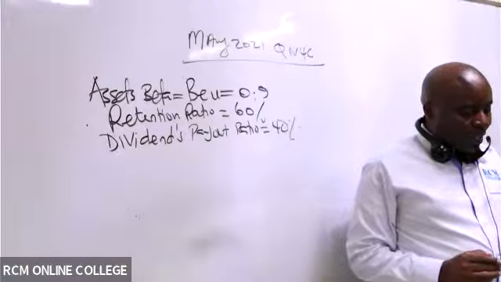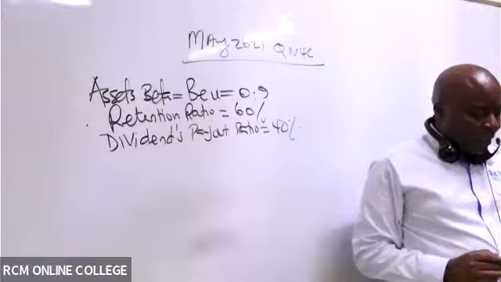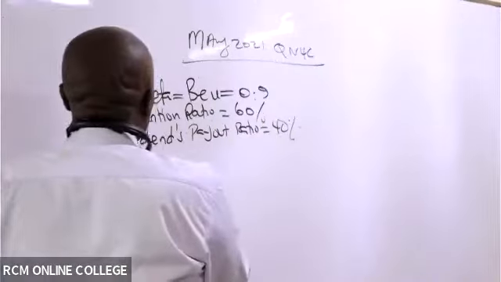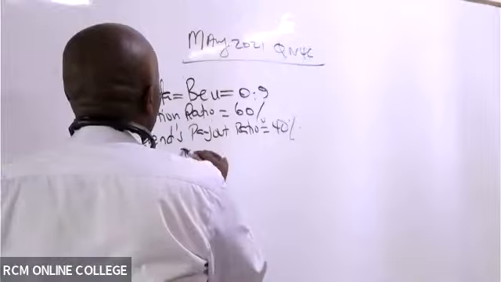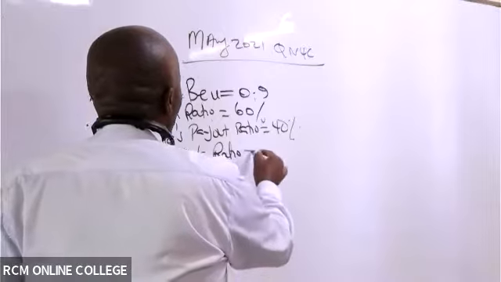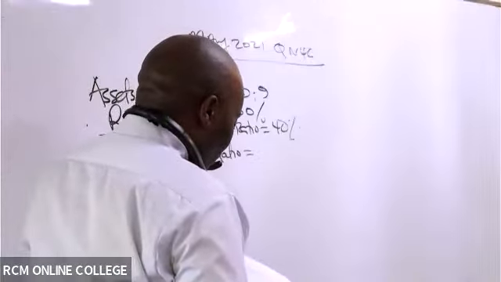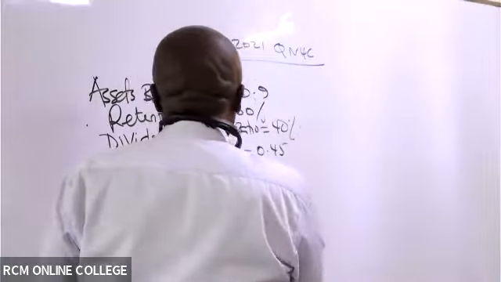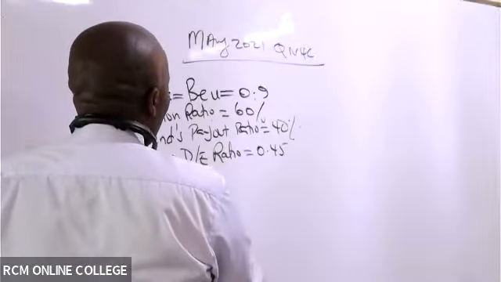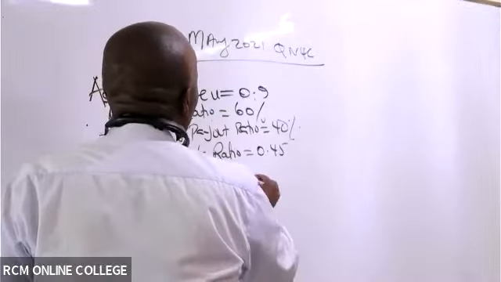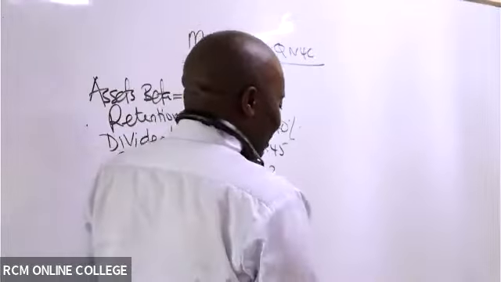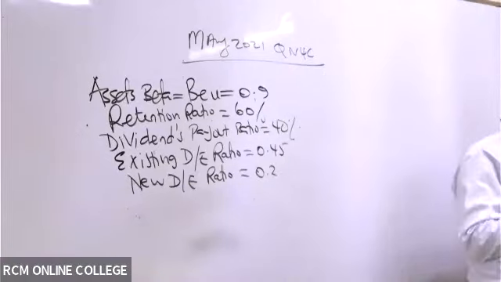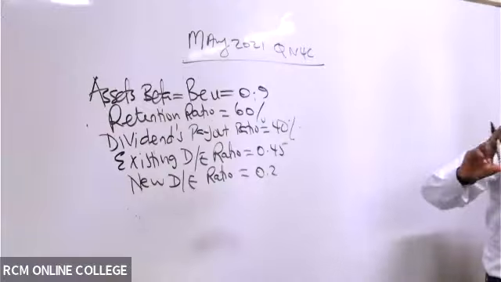The other thing they have given me in the second paragraph is the debt to equity ratio. So I have the existing debt to equity ratio, which is 0.45, isn't it? And in this case they are going to a new debt to equity ratio. You can see that these guys have decided to retire debt. They have decided to reduce debt. It's a change in the capital structure ratio.